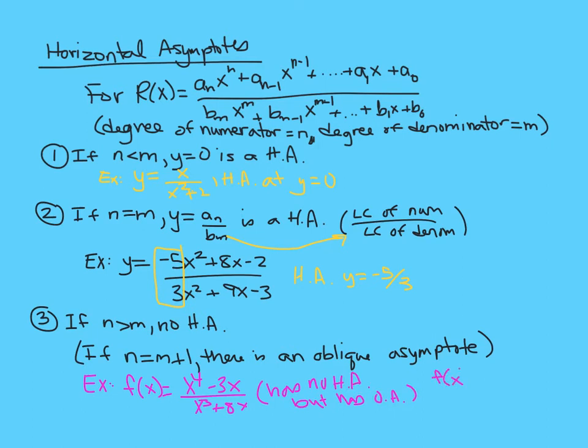However, if instead it was like f of x equals x to the 4th minus 3x over x squared minus 8x, that one would have no horizontal asymptote, and it also has no oblique asymptote. So the horizontal and the vertical are by far the most important. We will do one example with the oblique asymptote. You'll probably just have one question on your quiz about that. So I think that one is the harder one out of the two.